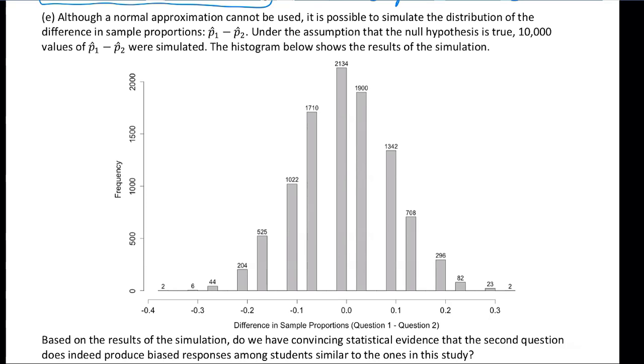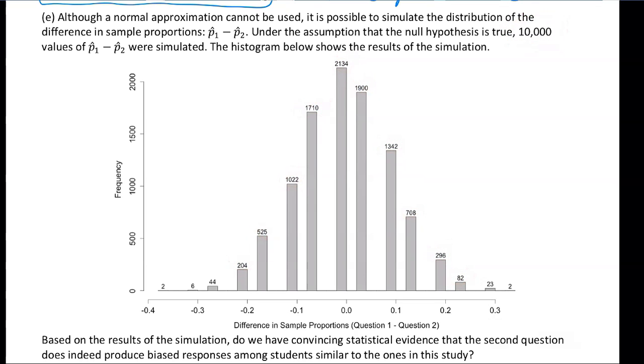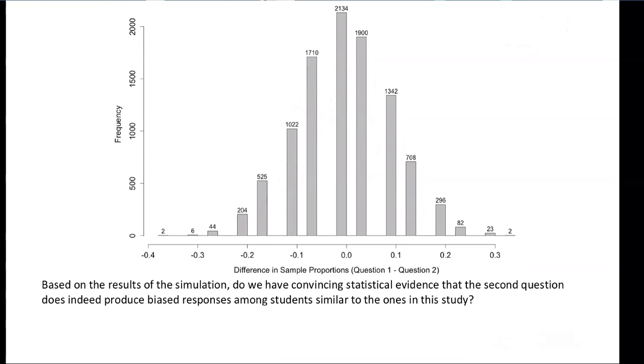So what E says is, although a normal approximation cannot be used, it is possible to simulate the distribution of difference in sample proportions. Under the assumption that the null hypothesis is true, 10,000 values were simulated. So I've given you the height of each bar here. If you add all these up, that would be 10,000 trials, assuming the questions have no difference. So based on the results of the simulation, do we have convincing evidence, statistical evidence, that the second question does indeed produce biased responses?